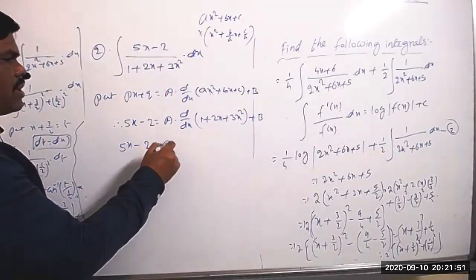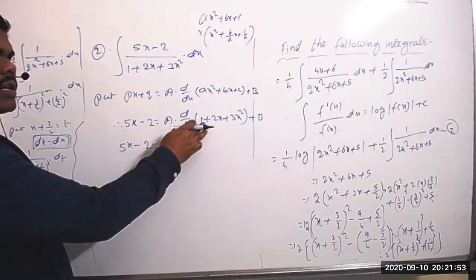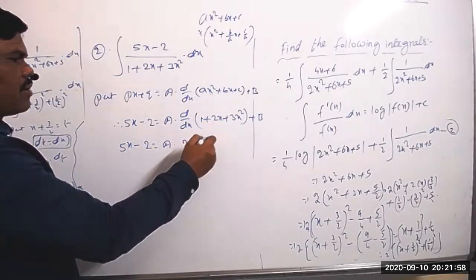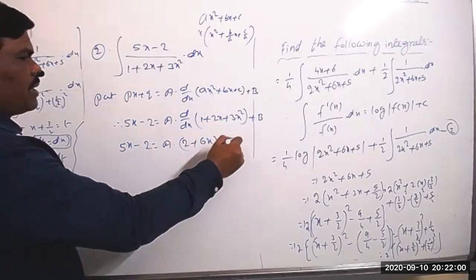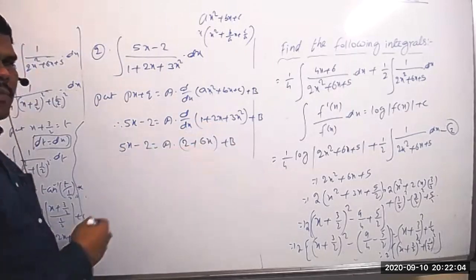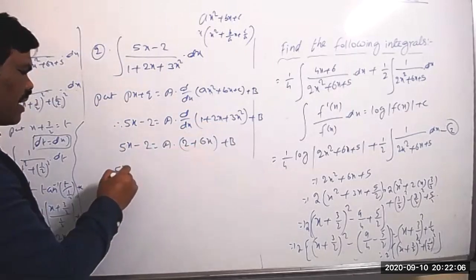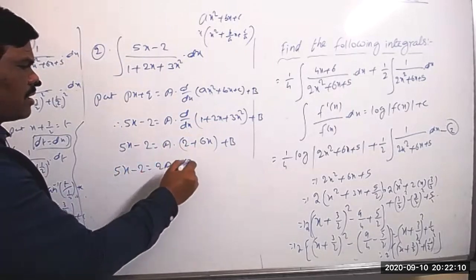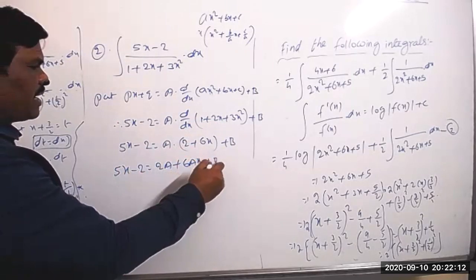So 5x minus 2 equal to A into the differentiation of constant value, 0. 2x gives 2 only. 3x square gives 6x, plus B. Now we can simplify and compare both sides, then the values of A and B we will get. So 5x minus 2 equal to 2A plus 6Ax plus B.